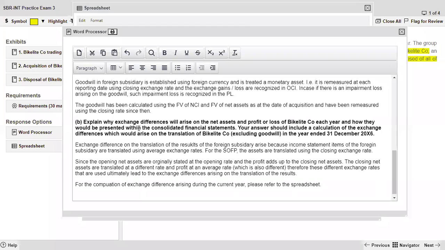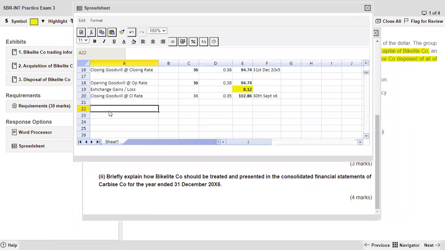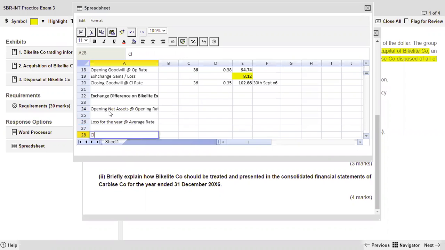Now see, what are we required to calculate? We are required to calculate the exchange differences which would arise in the translation of Bike Light excluding goodwill. So, exchange differences on Bike Light excluding goodwill: opening net assets at opening rate, loss for the year at average rate, the exchange gain or loss, and the closing net assets at closing rate.